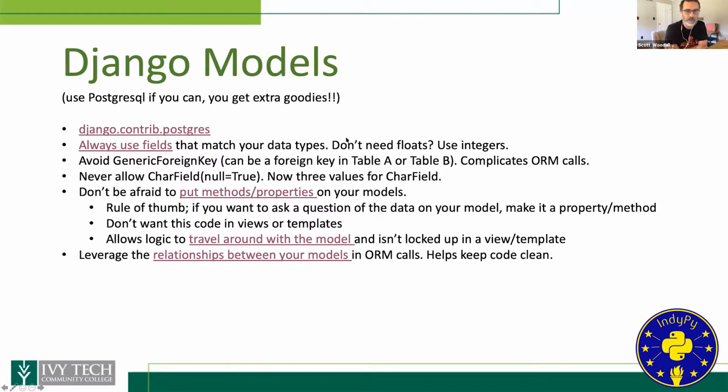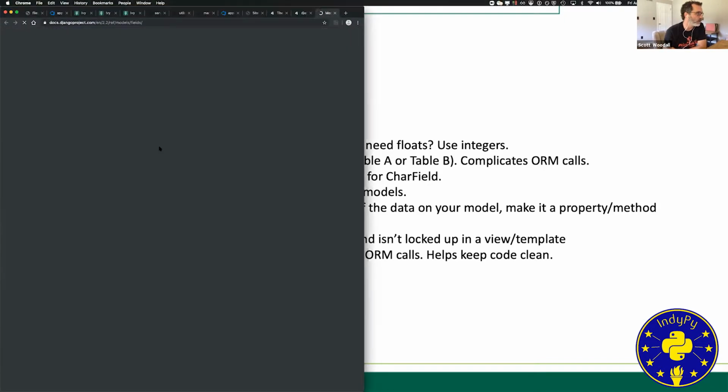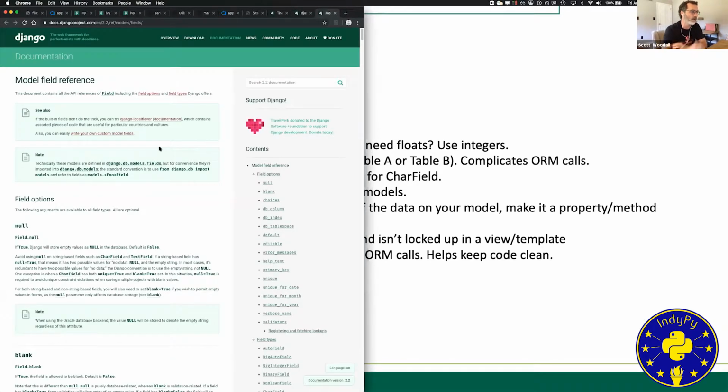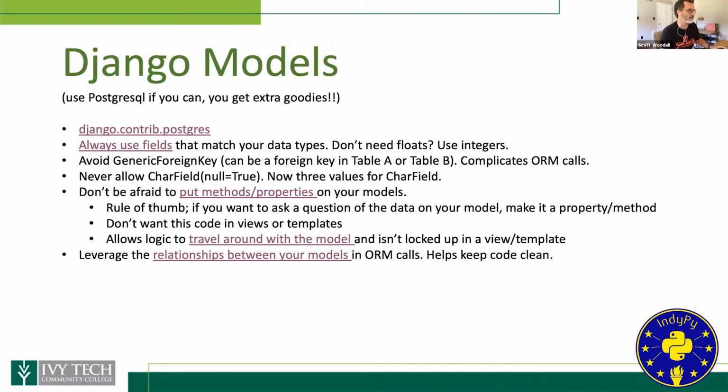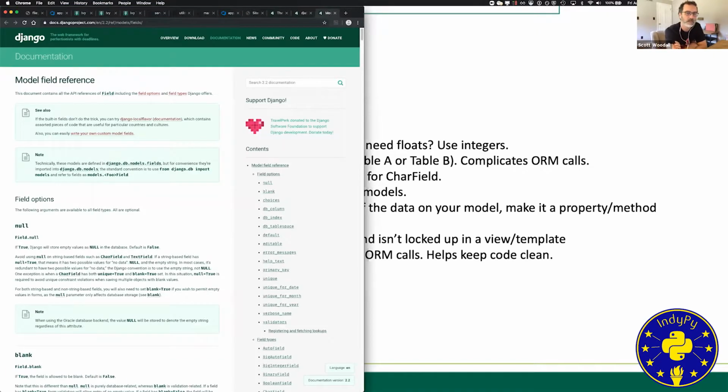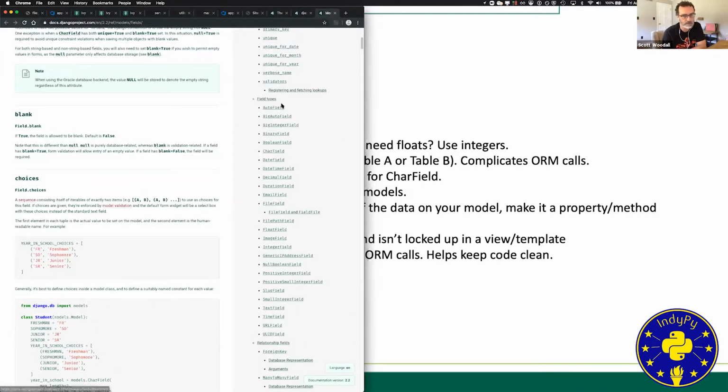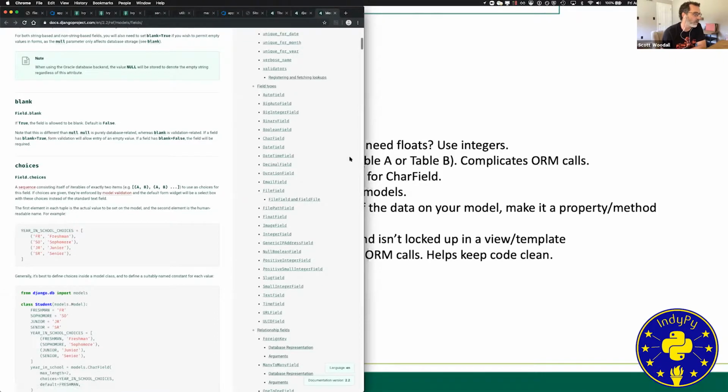Always use fields that match your data types. If you don't need floats, use integers. The documentation has a ton of different field types that you can use for your fields. Or another example, if you needed an integer, but you know that it will never be negative, use positive integer field. So be careful and take note when you are defining the fields on your models to make sure that you're leveraging the right data types.